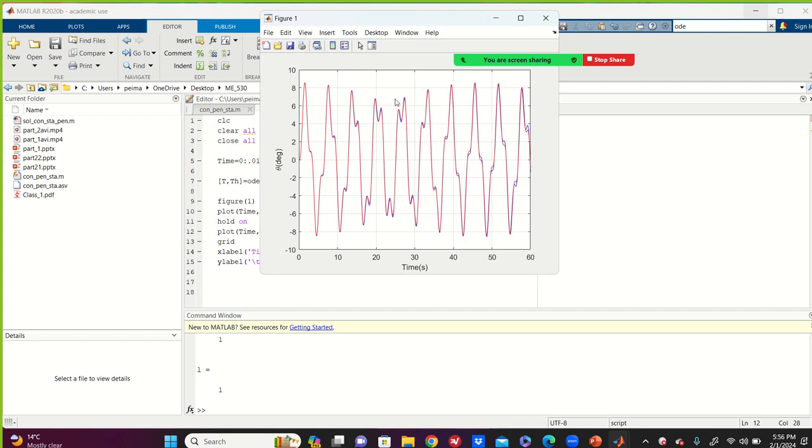Let me run it. You see, there is a slight difference between the linear and nonlinear pendulum motion. And you tell me why, guys. Why is there a very slight, almost negligible difference between the linear and nonlinear? I told you the answer in your notes. Go and look at it.